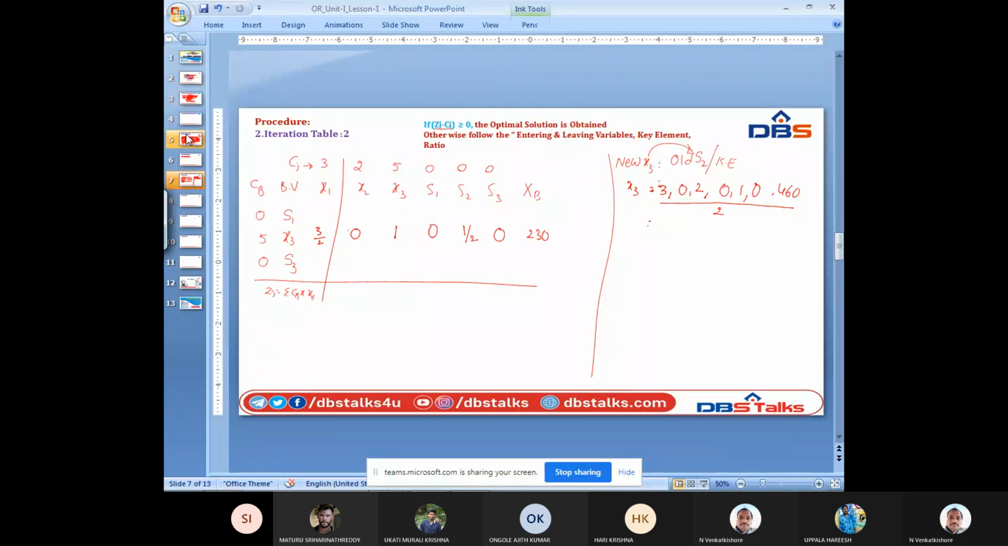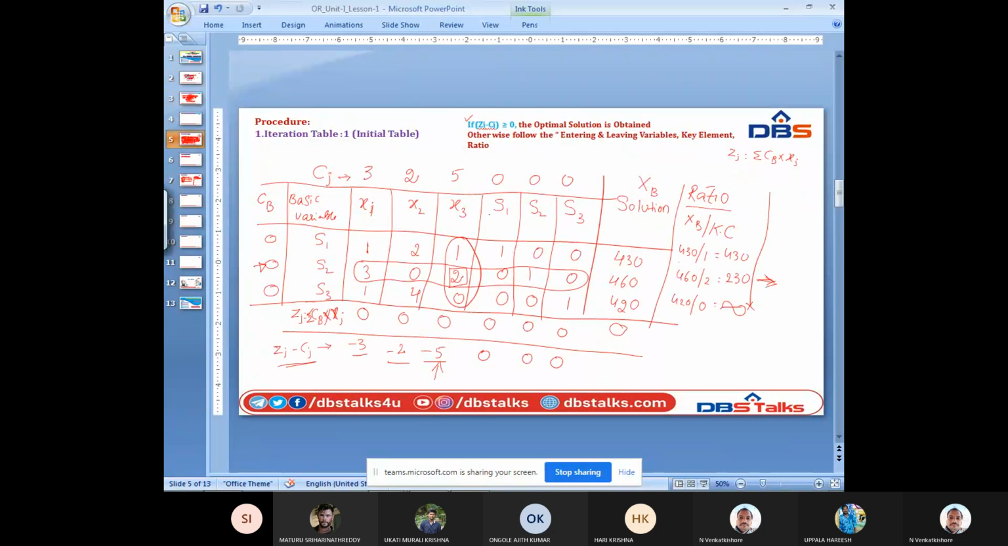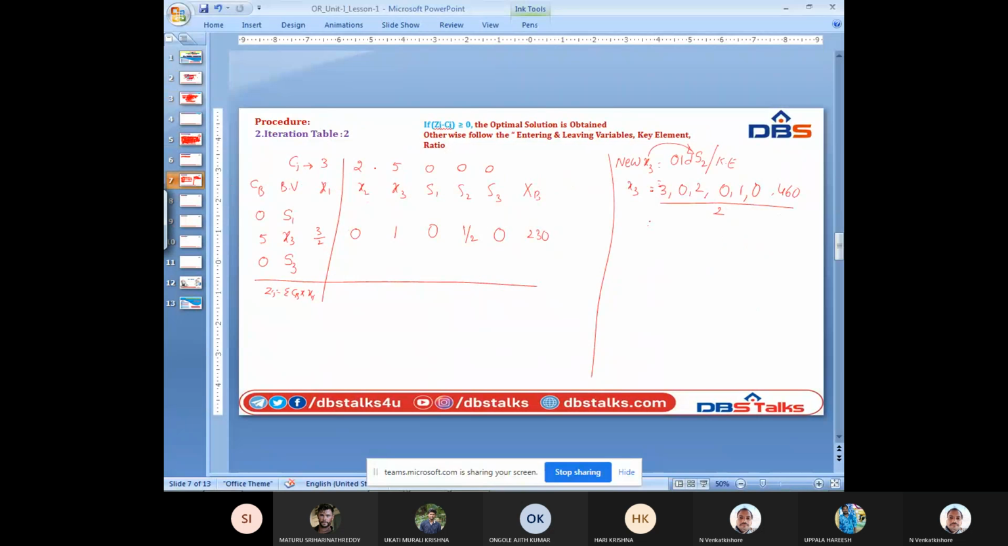A simple technique we will follow here: see, what are the values of S1, S2, S3? S1, S2, S3 form an identity matrix. Identity matrix means 1, 0, 0, 0, 1, 0, 0, 0, 1. Simply write the same thing in the next table also. S1 is 100 and S3 is 001.